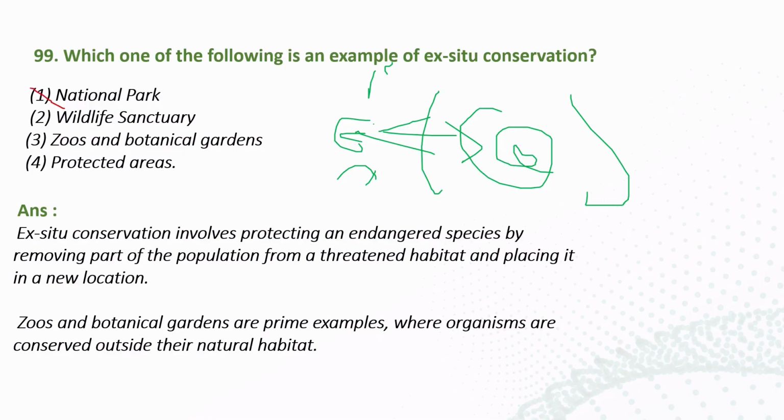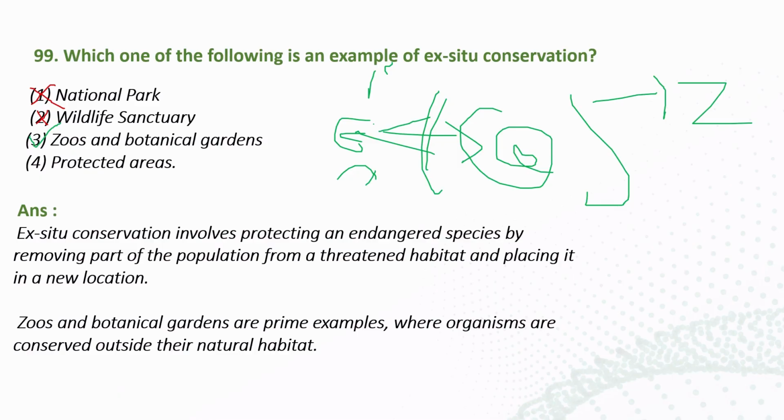And wildlife sanctuaries means they are good for the growth of animals, but they are not for endangered species. Okay, so this is also wrong. This is not ex situ actually, it is in situ conservation. And if we see the zoos and botanical gardens, sometimes you can say that they are the prime examples. Why? Because they are normally away from the natural habitat. Because zoos are constructed away from the city, right? So that's why the zoos and botanical gardens are the best examples for ex situ conservation.